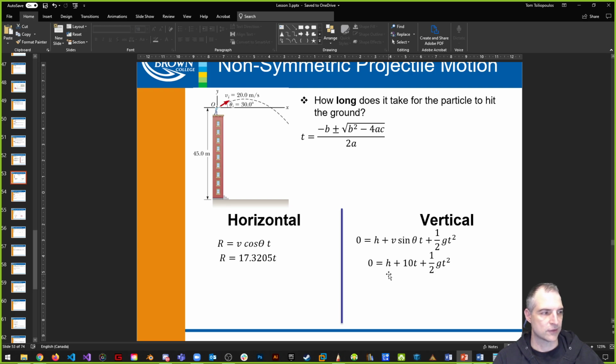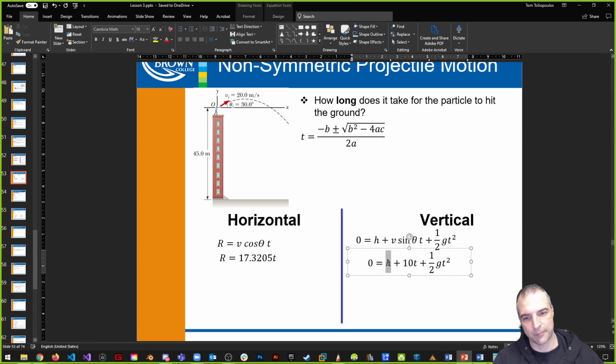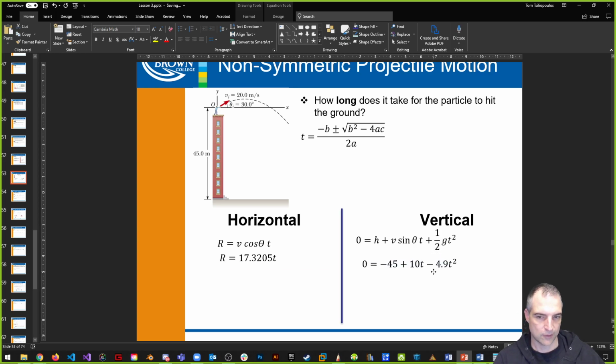It says positive since it's elevated above the ground, but we've seen that if this is where I'm at, this is the x and y coordinates. If this is the origin, then these are values of negative. These are negative 45, so you sub in negative 45 in here. And we sub in a negative value for this, negative 9.8, which gives negative 4.9. The other values are positive, but these ones are negative.